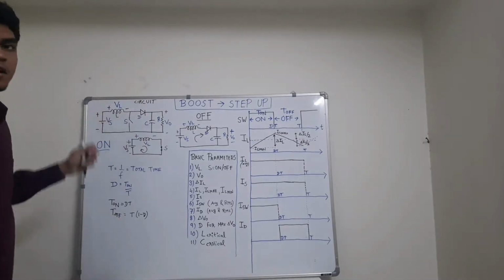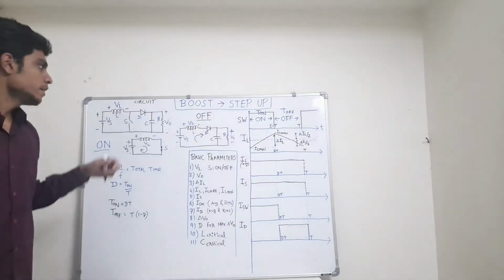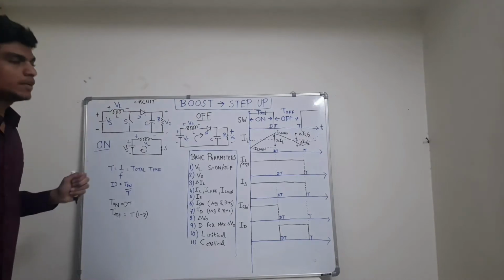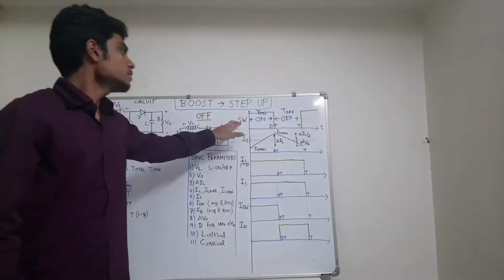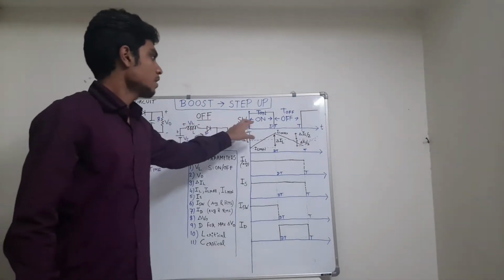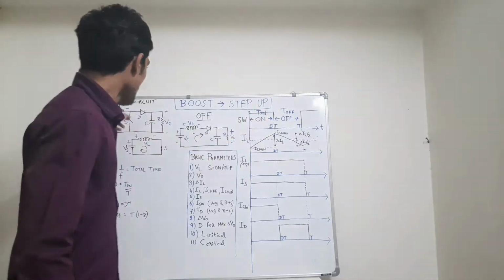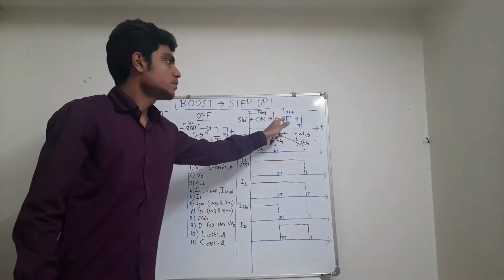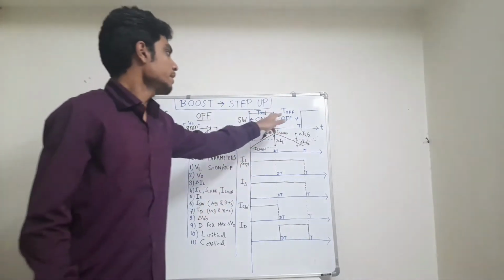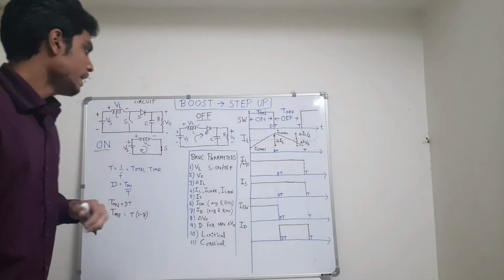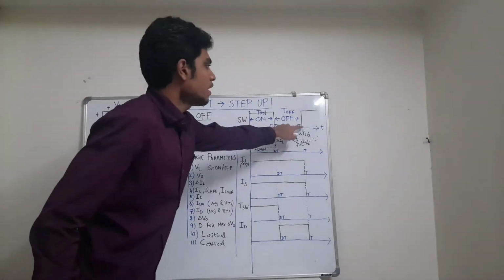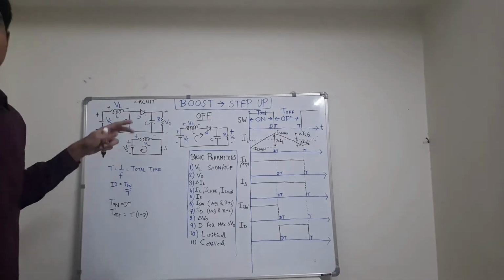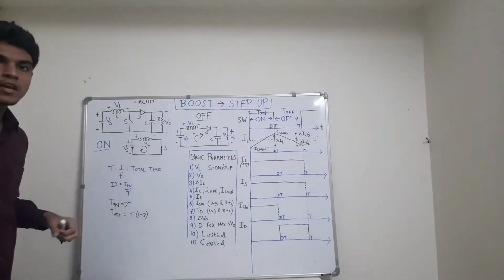Now, the main functionality of this boost converter is because of this high frequency switching. So let's see what is occurring. This is the switch which becomes on or remains on for the time t on, and then it becomes off for the time t off. Let's say the total time is t. Now t is equal to 1 upon f, where f is the switching frequency.